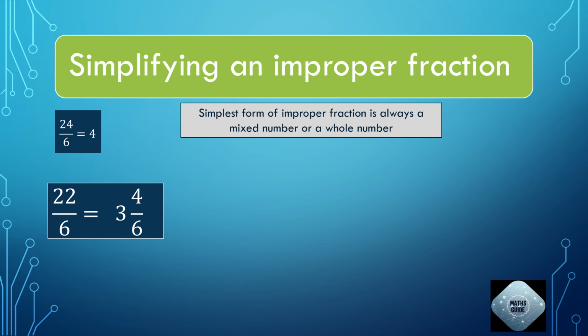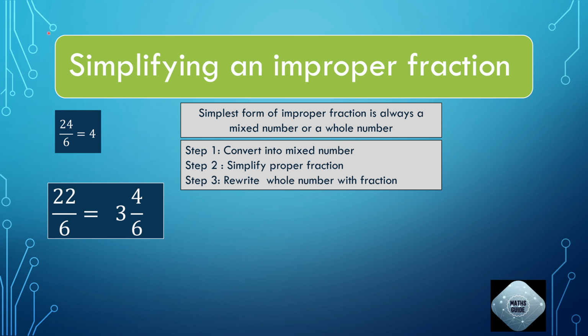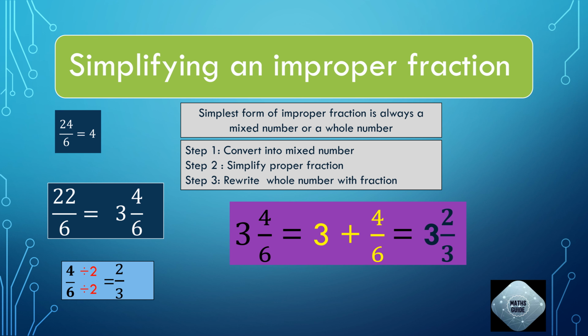Take another example. Here we have 22 by 6, which is also an improper fraction. When we divide 22 by 6, we get a mixed number, which is 3 whole 4/6. But you can see this 4/6 is not in simplified form, so we have to convert it into its lowest term. To get its lowest term, we divide it by its common factor, and we get 2/3. Now this whole number 3 will join this 2/3, and we will get 3 whole 2/3. This is how we simplify an improper fraction and a mixed number.